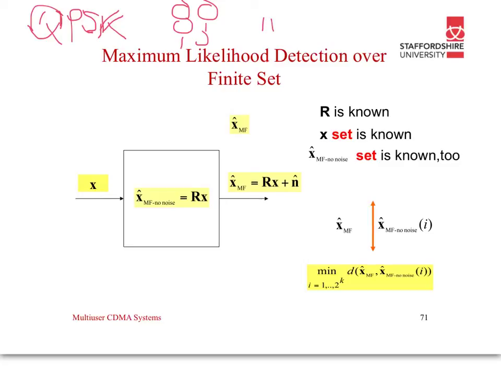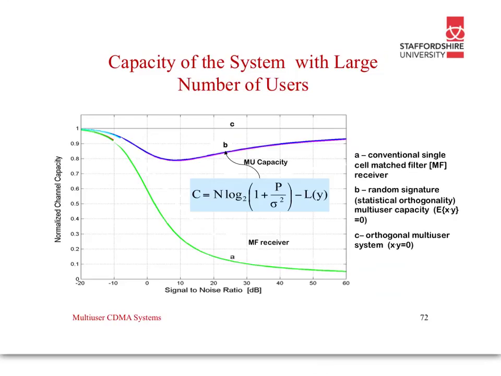So we have our input X, we have our matched filter, no noise, and then we have our received signal, S times X, and we add noise. R is known, the X set is known, and the X set with no noise is also known. So we look at the minimum difference between what we receive and what X would be without any noise.